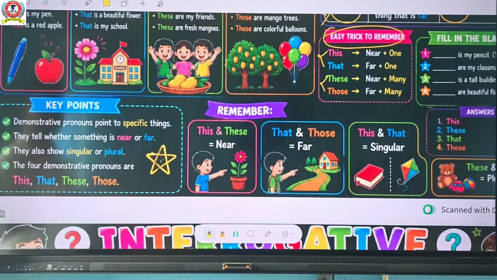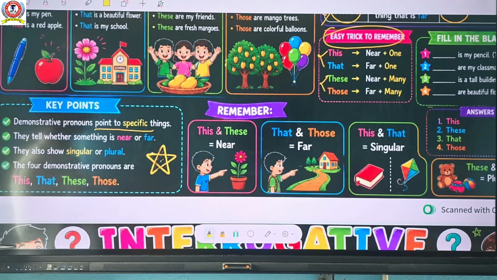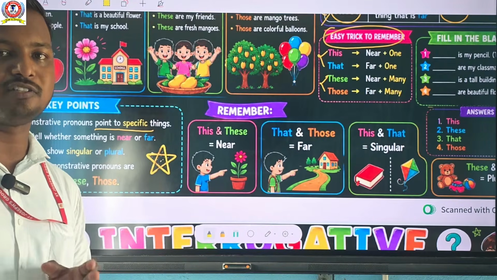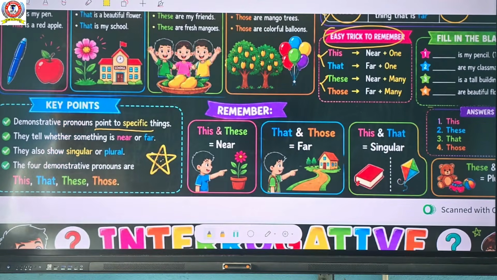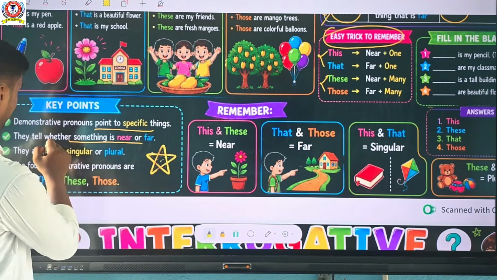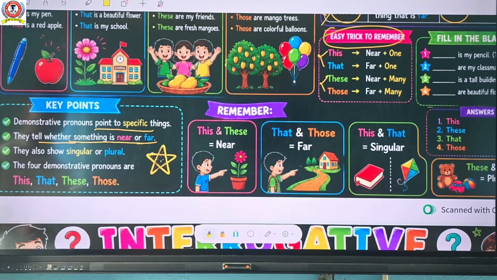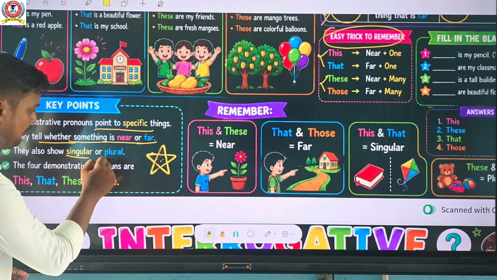Okay, some key points about demonstrative pronouns. Demonstrative pronouns point to specific things. Yes, they point to specific things. They tell whether something is near or far, and they also show whether it is singular or plural.